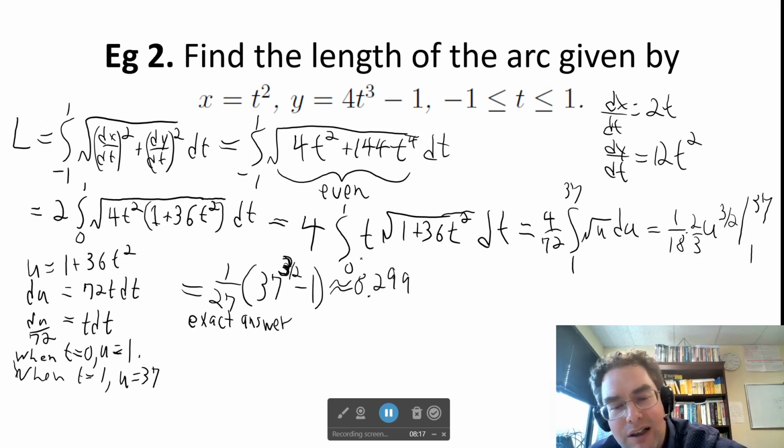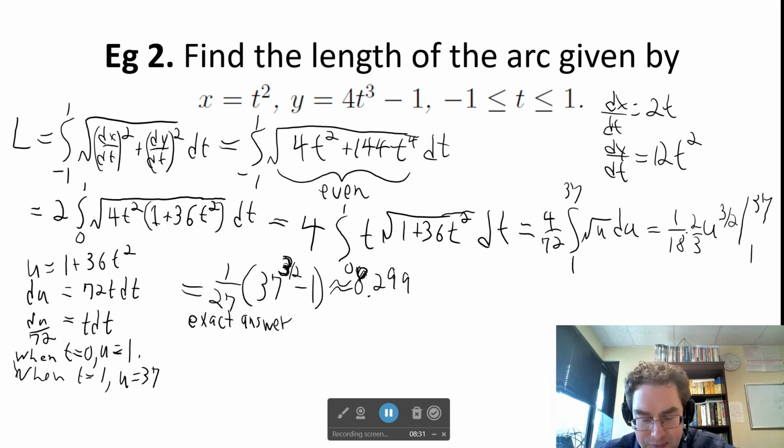And you might wonder, how do I know whether my answer is reasonable? We did a lot of computations, a lot of complication involved there. Is this an answer that could be right? Well, one way to check that is by looking at a graph. So let's take a look at that.